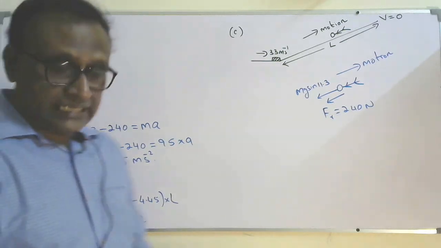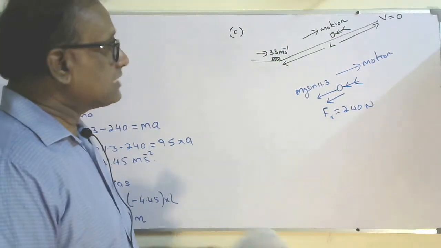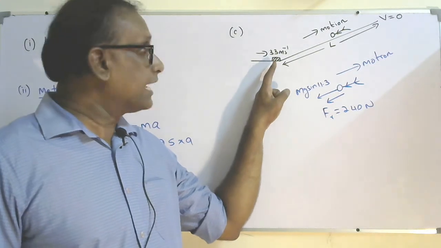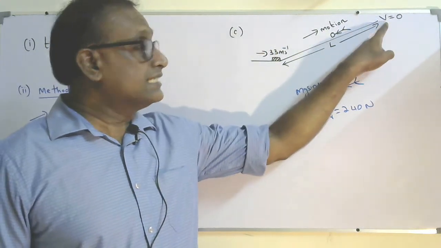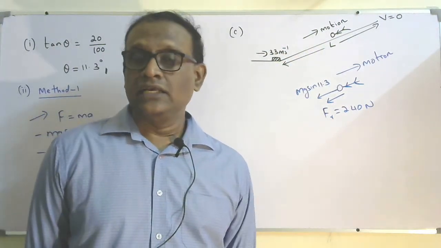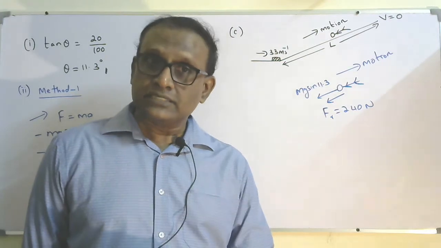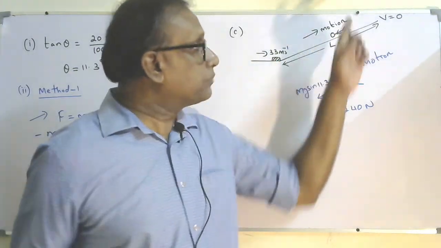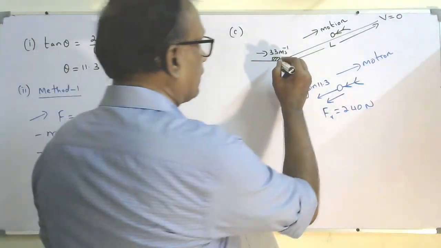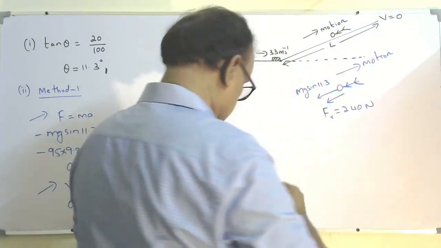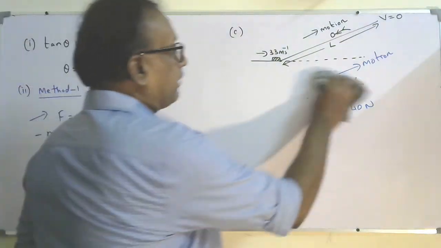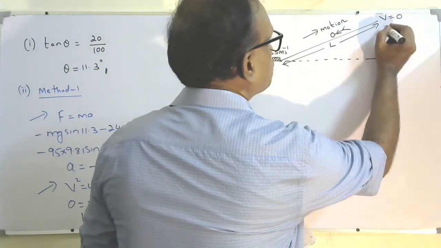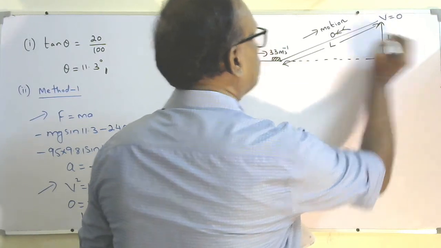Method 2 I can do by using energy equations. When he is moving along the slope, he is losing his kinetic energy. Here the kinetic energy is half times mass times 33 squared. Here the kinetic energy is 0, he has lost his kinetic energy. According to the law of conservation of energy, the kinetic energy lost by the athlete is equal to the gain in gravitational potential energy. He is slowly moving up along the slope. How much is he going up? The height he is moving up along the slope, I can show like this. This is the vertical height he is moving up when he moves from here to here.